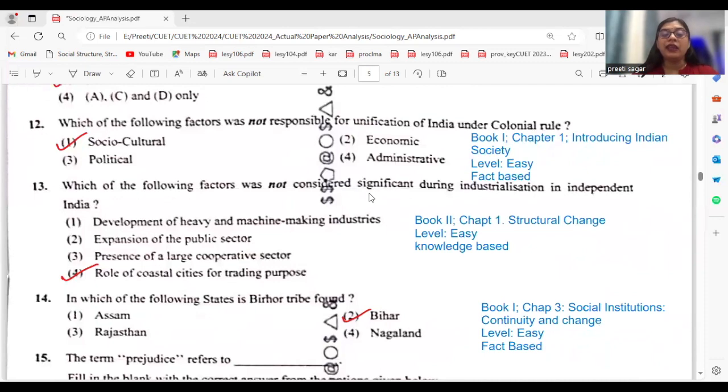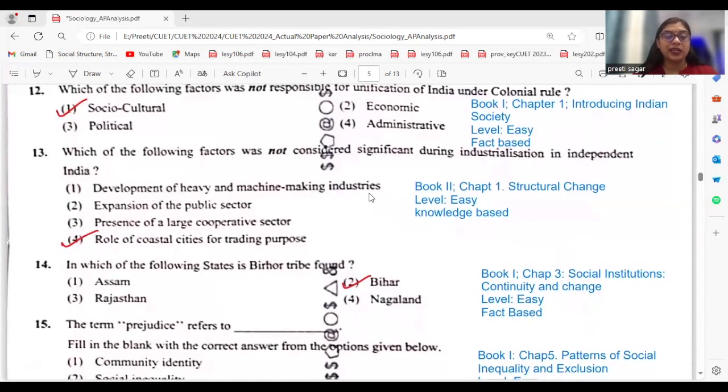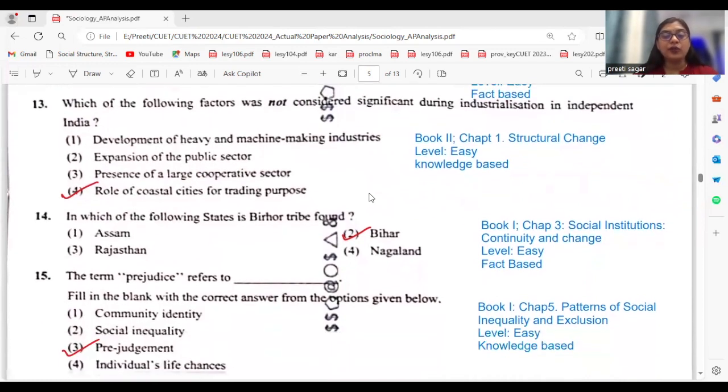Next is which of the following factors was not considered significant during industrialization in independent India? So here we have to find out which factor was not considered. So option 4 is the right answer. That is role of coastal cities for the trading purpose, because we talk about industrialization after independence. Option 4 is the right answer.